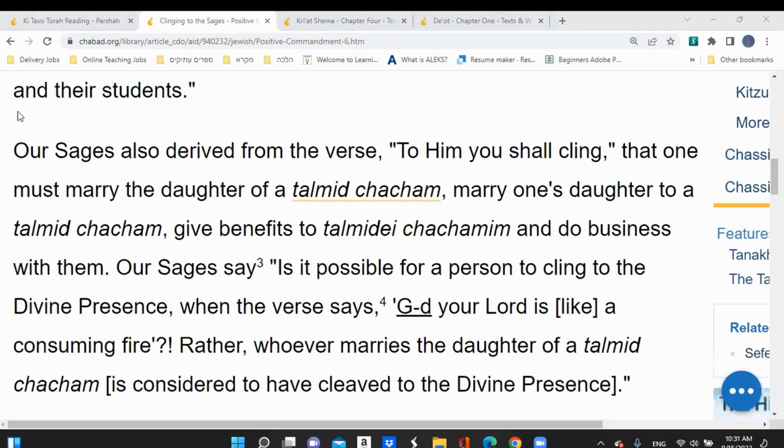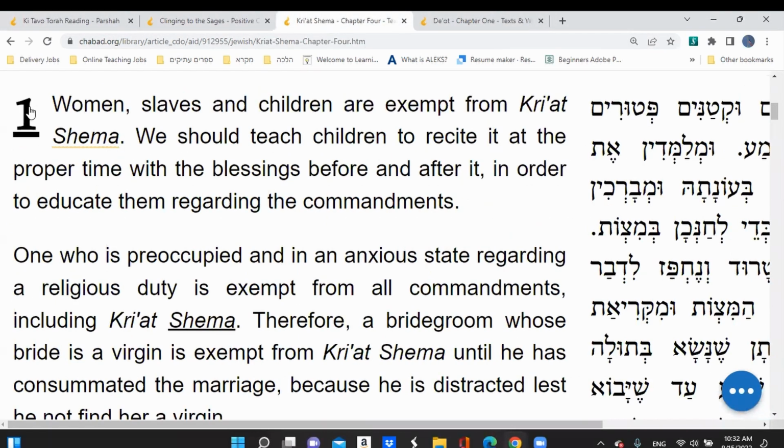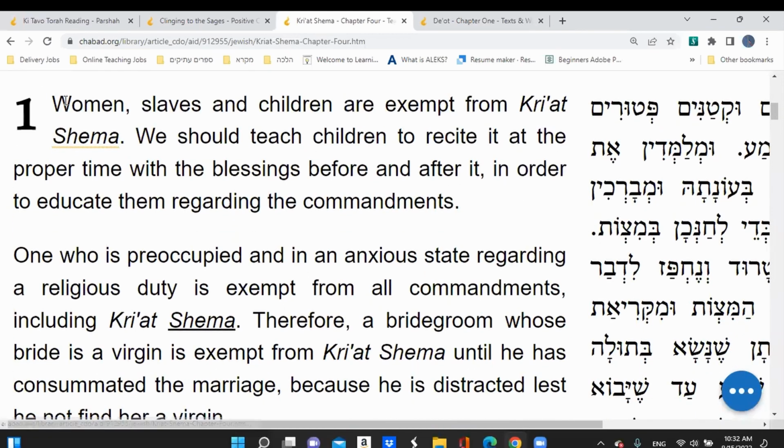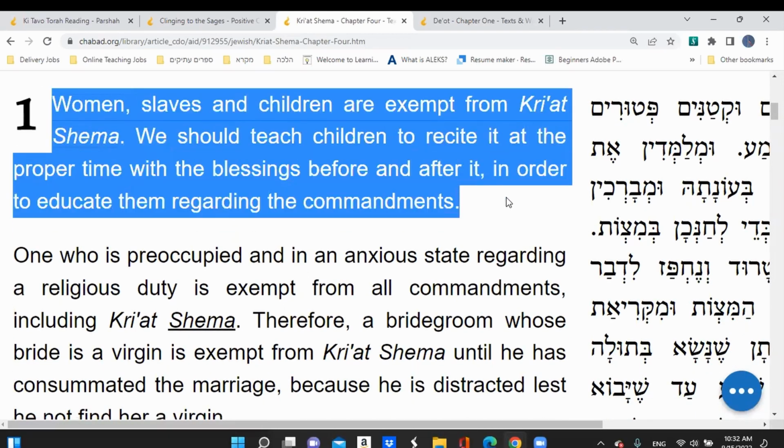Okay, so it's a Torah commandment that we cleave to God, and one of the main ways we do that is by getting close to people who love God, who study His Torah. All right, laws of Shema. We finished last week with the first halakha, the first law of chapter 4 of the laws of Shema. I think it's good that we reread it. Would someone like to read this?